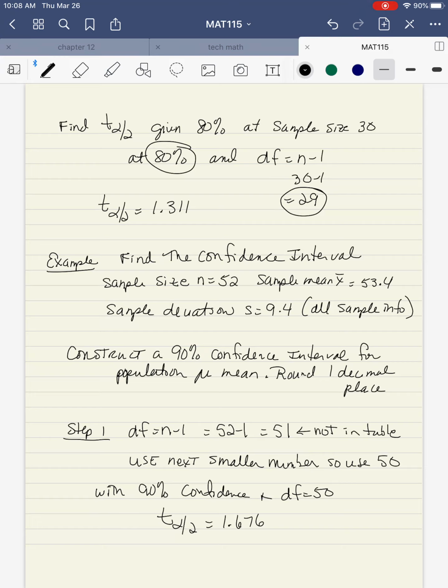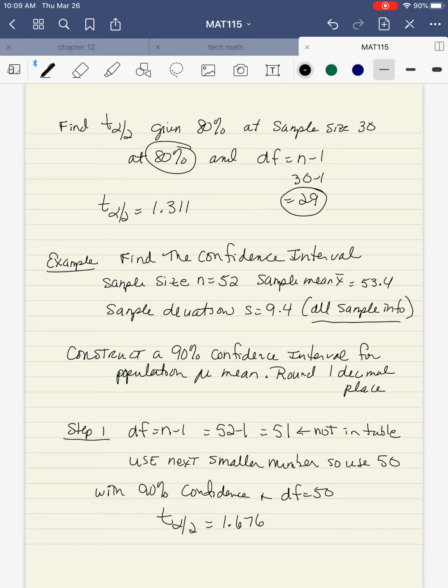Another example, find the confidence interval. Sample size is n equals 52. The sample mean, notice they're telling us a sample mean, not a population mean. It's 53.4. Sample standard deviation is 9.4. Again, all sample information is given. I want to construct a 90% confidence interval for the population mean, round to 1 decimal place.